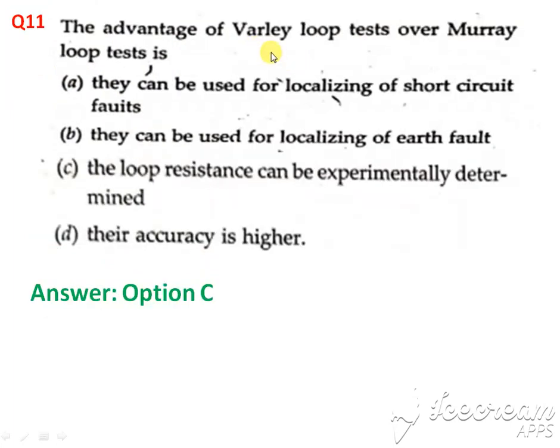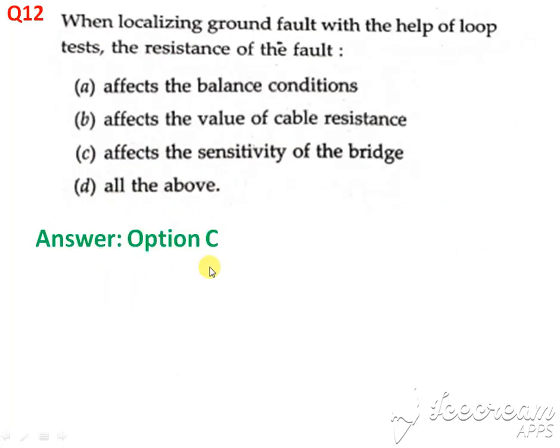The advantage of Varley loop test over Murray loop test is, option A, it can be used for localizing short circuit faults, B, it can be used for localizing earth fault, C, loop resistance can be experimentally determined, D, their accuracy is higher. The advantage of Varley loop test is that the loop resistance can be experimentally determined. Option C is the answer.